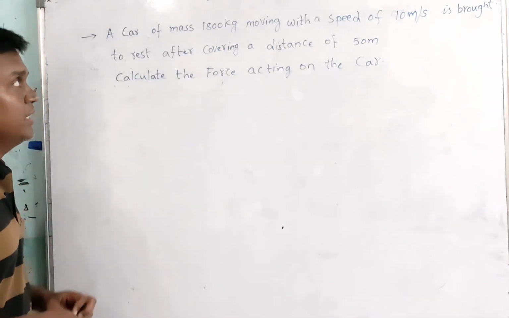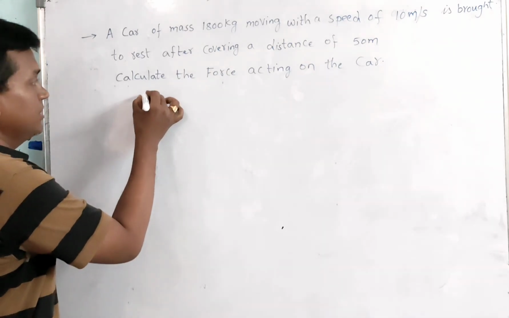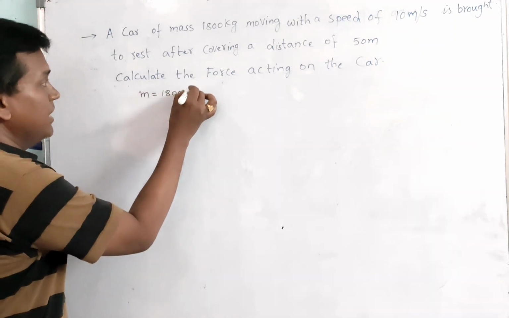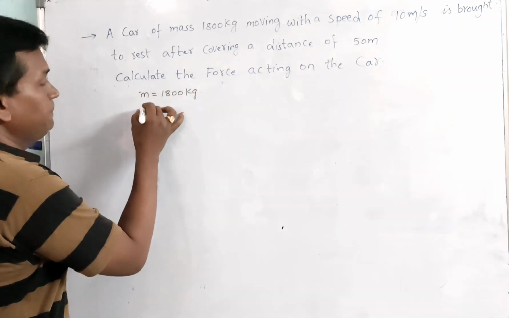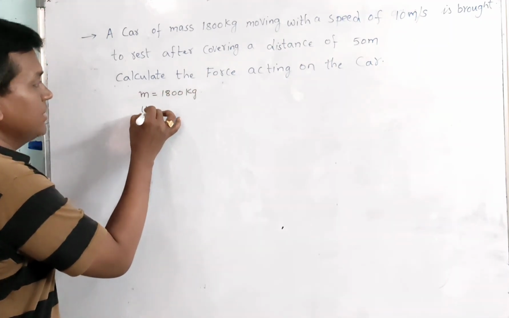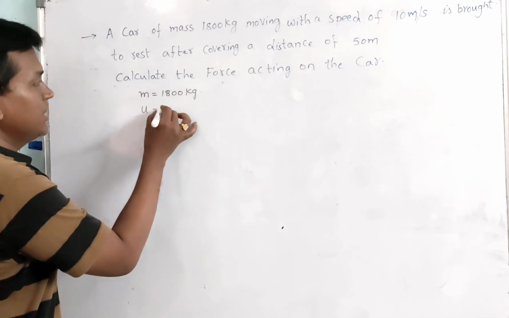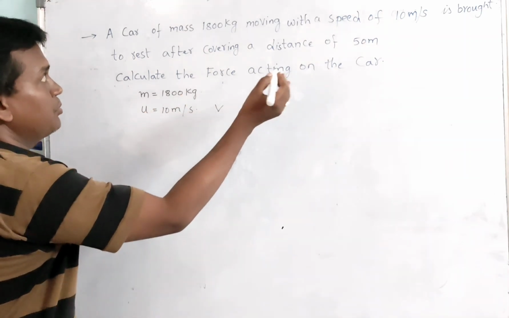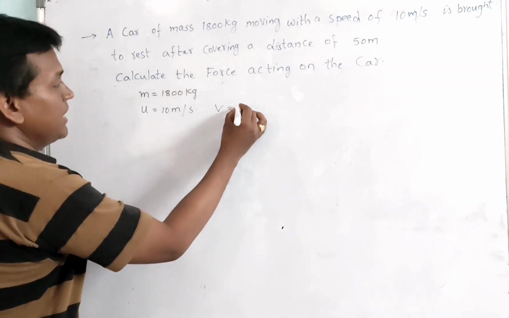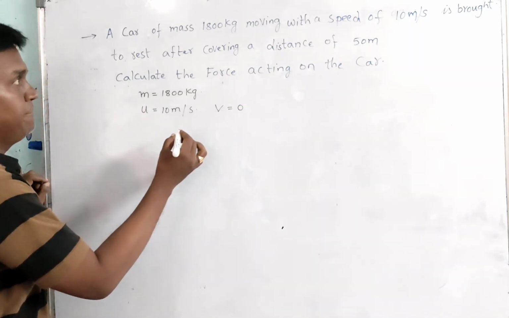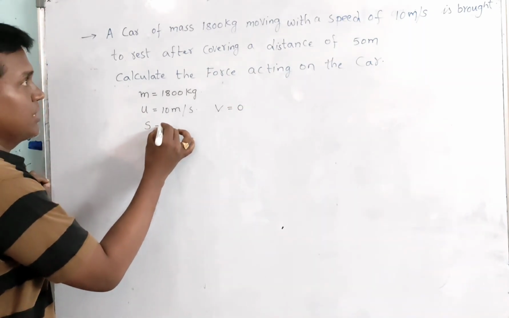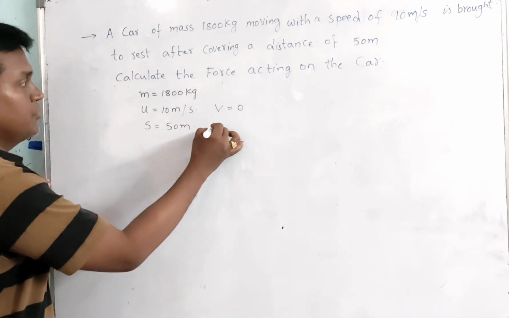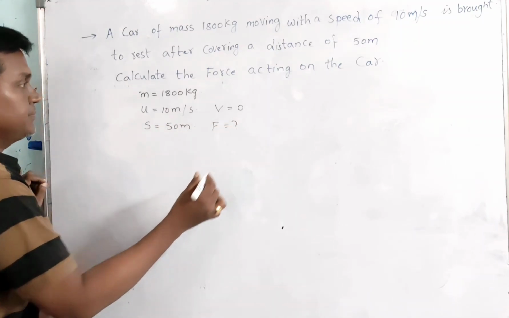So if you observe here, the given data is: the mass of the car is 1800 kg, and the initial velocity we have to consider is 10 meter per second. As it is brought to rest, the final velocity will be 0, and the distance covered is 50 meter. So we have to find the force.